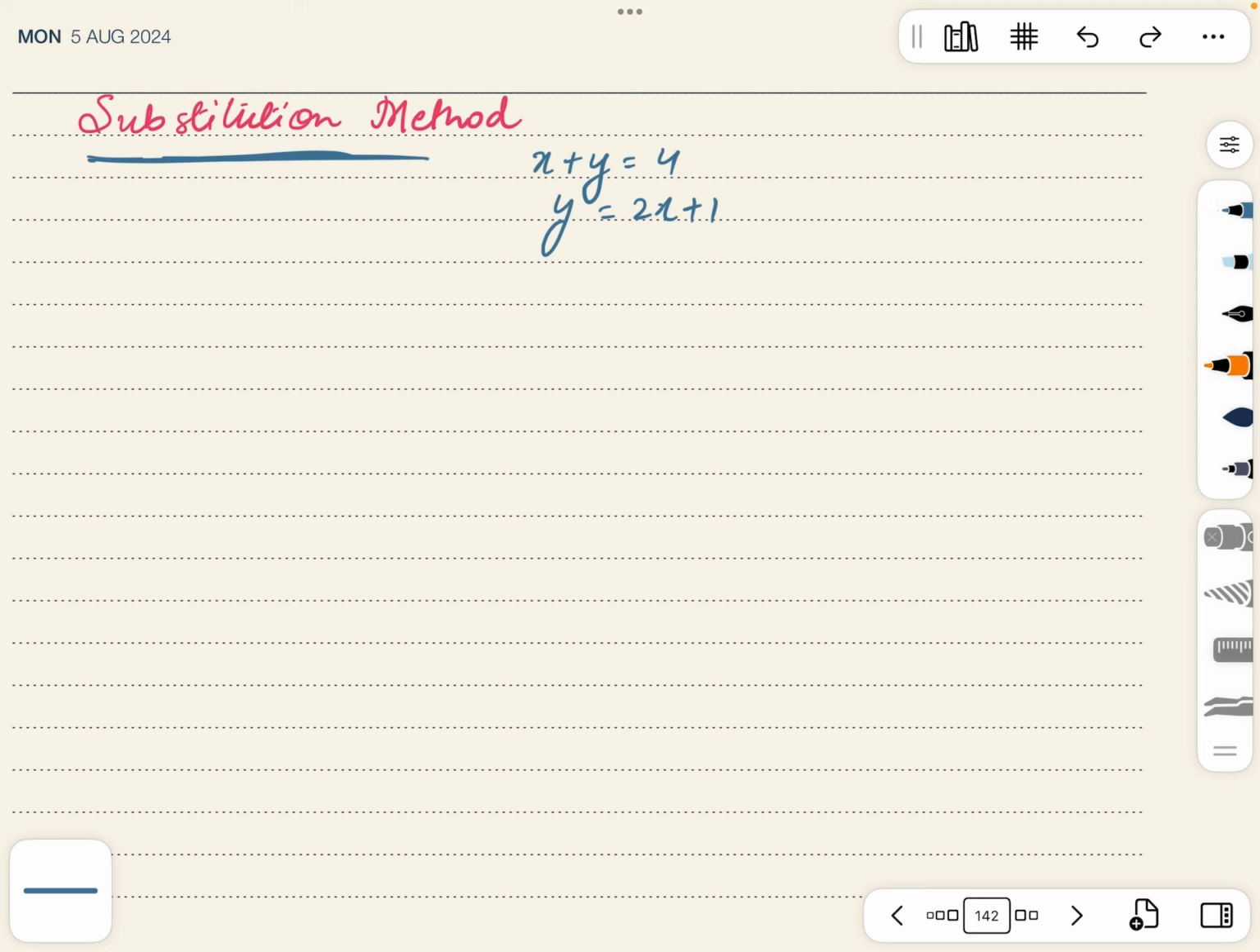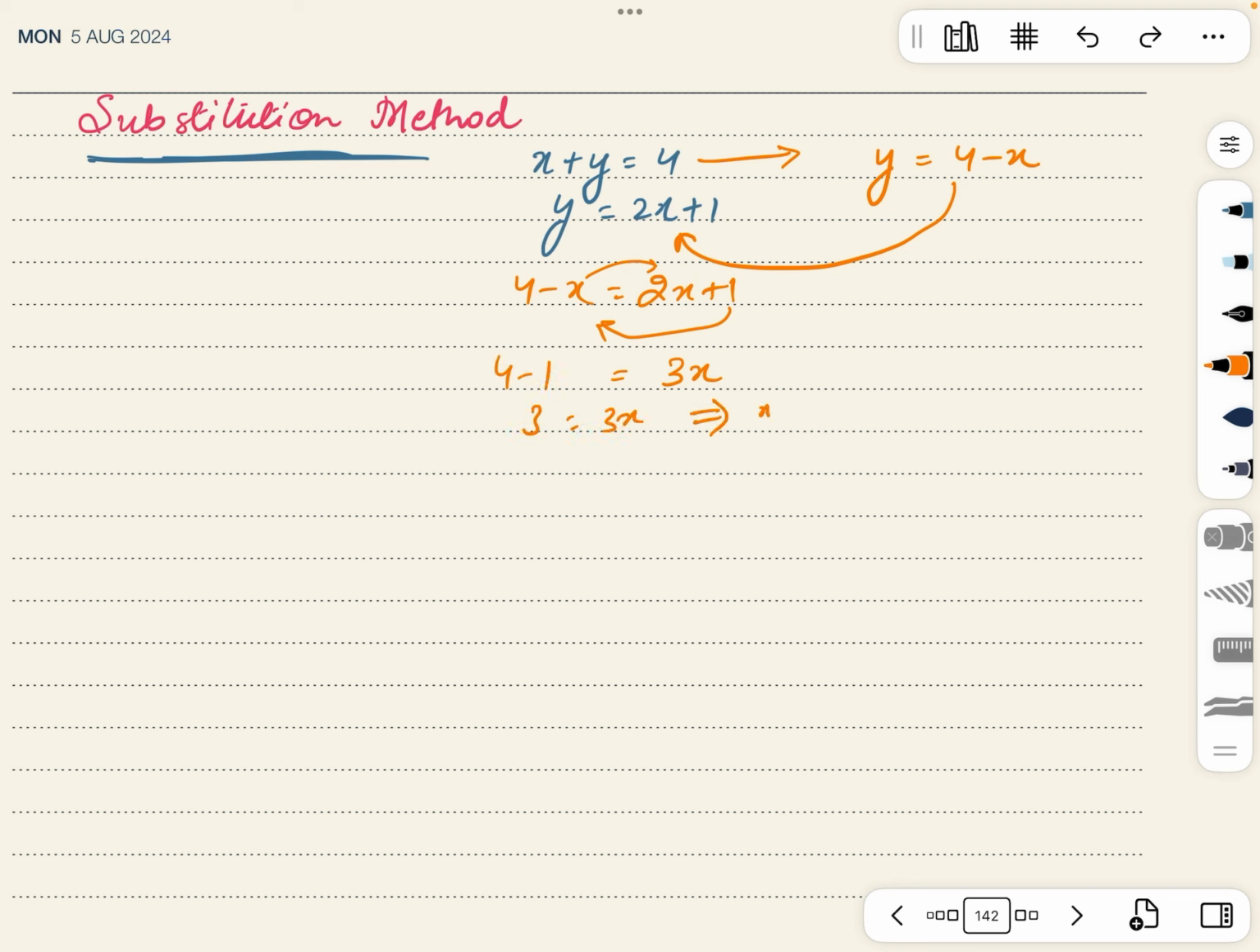In substitution, we take the value of one variable. Here we have x plus y is equal to 4. From here I can say that y is equal to 4 take away x, and I can plug this into the other equation. So 4 minus x is equal to 2x plus 1. Now solve it. We have an equation with just one variable, so it is very easy to solve. We'll rearrange: take 1 to this side and minus x to the other side. So 3x is equal to 4 take away 1, which is 3 is equal to 3x. This implies x is equal to 1.